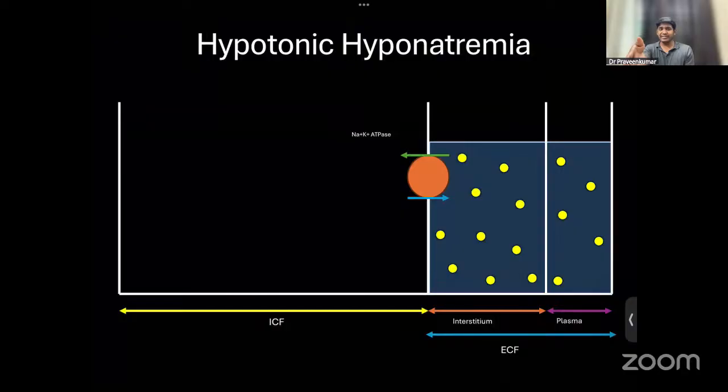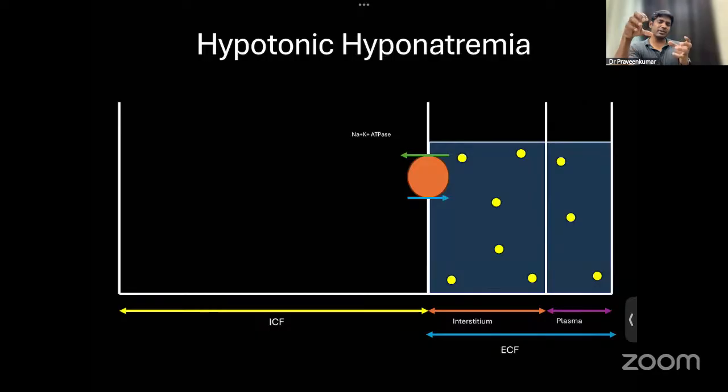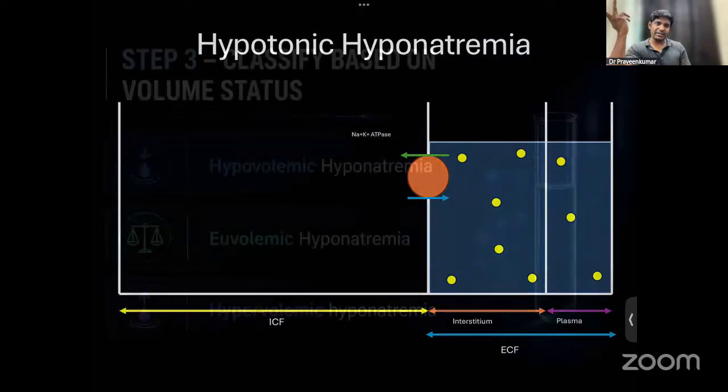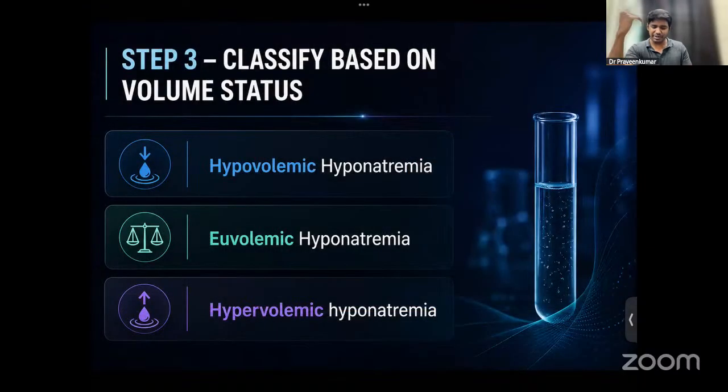This is the actual mechanism of hypotonic hyponatremia. You have a normal patient, and I have put one animation for this also. There is one patient with ECF containing sodium. Now what happens is this sodium is lost, a lot of sodium is lost. When sodium is lost, the relative concentration of sodium in the water is going to be less. So that is called hypotonic hyponatremia. Very simple concept.